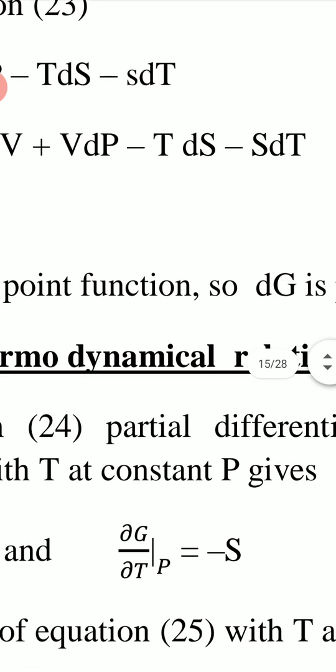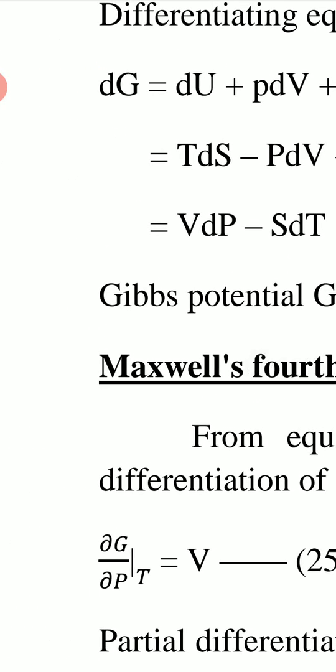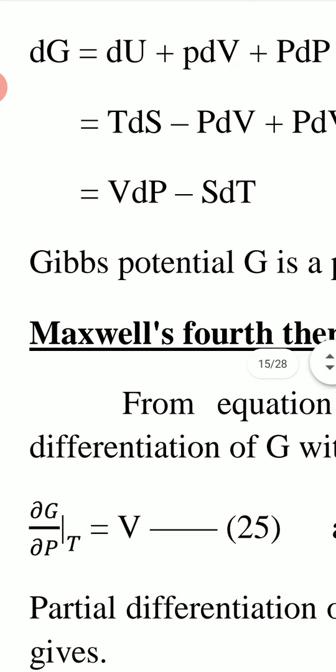This we write as equation 24. Gibbs potential G is also a point function, so dG is also a perfect differential. We now find Maxwell's fourth thermodynamic relation from this equation. On the right hand side, we see there are 2 terms, VdP and minus SdT. If we keep P constant, then dP is 0, the first term will be 0, and if we keep T constant, then dT is 0, the second term is 0.